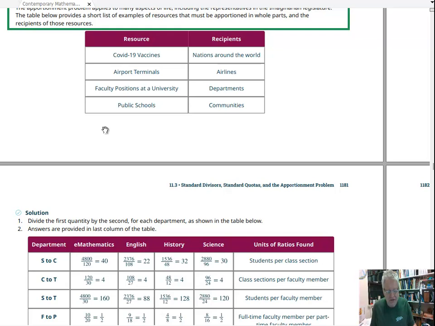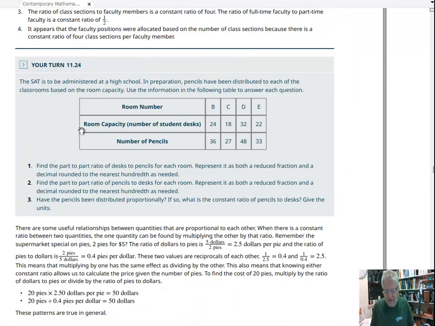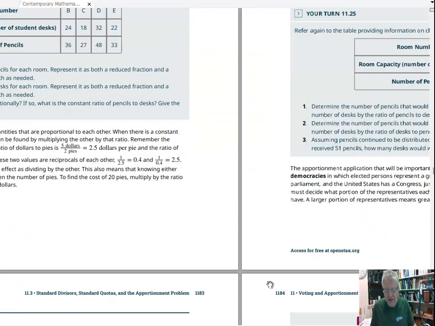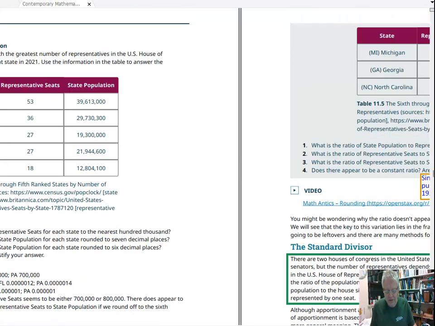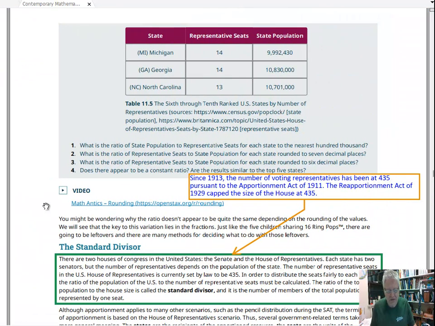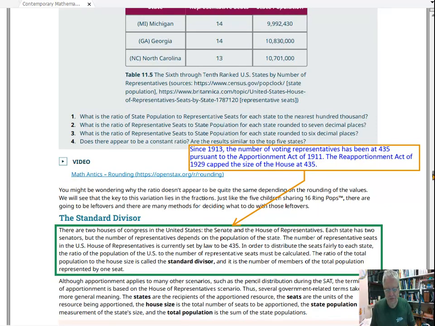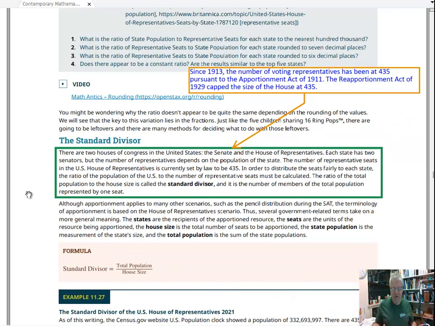I'm going to go through here, and yes, there are more examples here, and I want to go to the next one. It's coming up here. There we go. And there it is indeed, the House of Representatives. As it says here, there are 2 houses of Congress in the United States. The Senate is really easy. Every state gets 2 senators. There are 50 states, hence the Senate has 100 members.